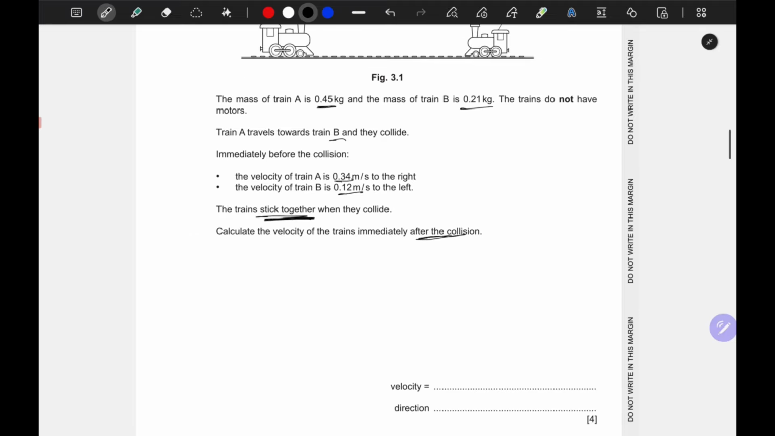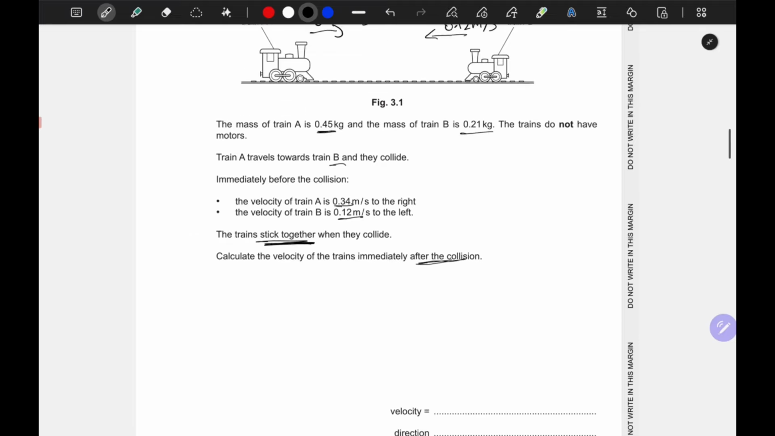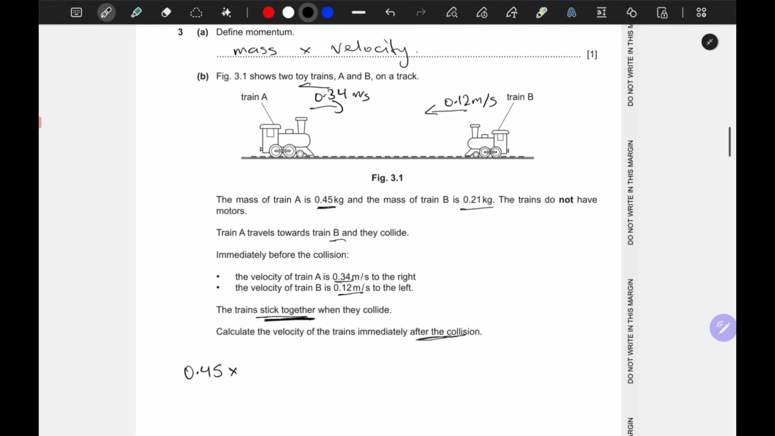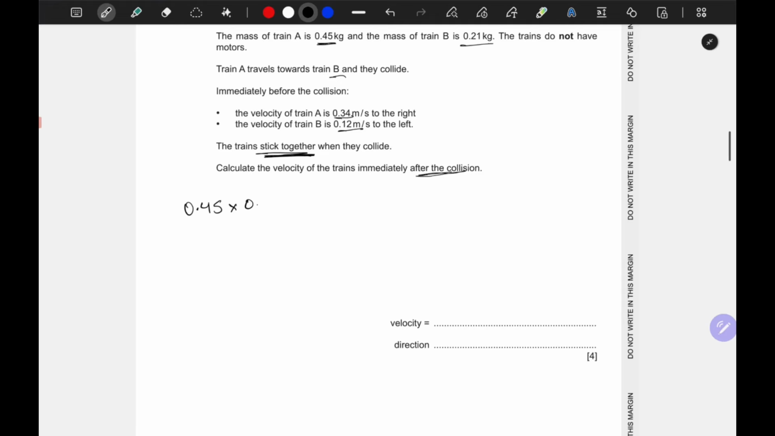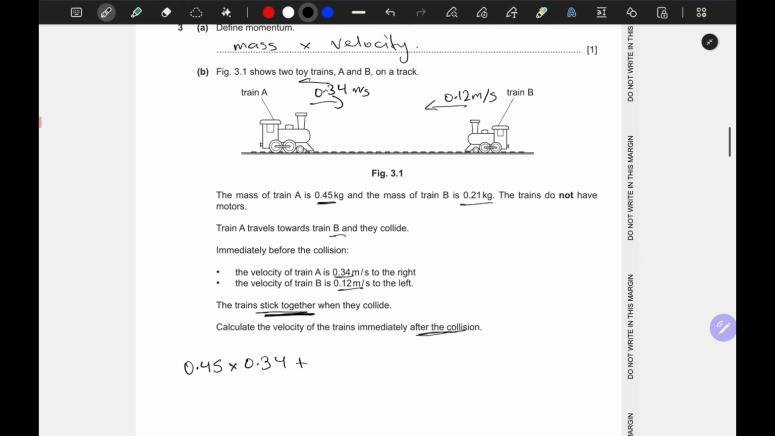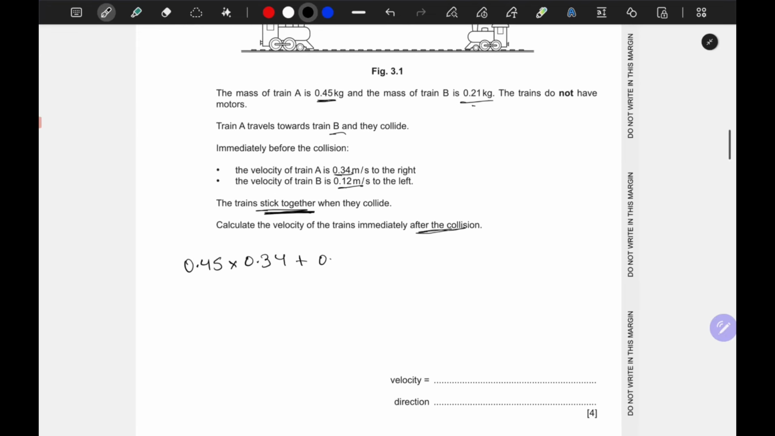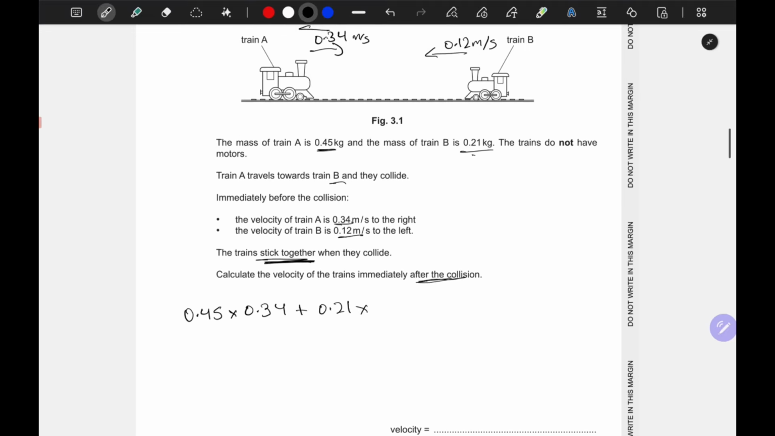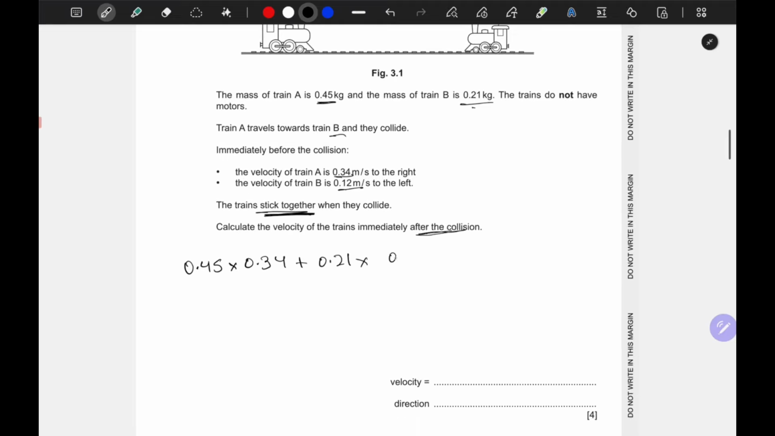So basically, let's calculate the momentum before collision. If you look at train A, we have mass 0.45 times it's moving at 0.34 meters per second, plus we got the momentum of B. So mass of B is 0.21 times the velocity. Now this is the tricky part where people lose marks. Velocity is 0.12, of course, but it's in the opposite direction. So we use minus 0.12.